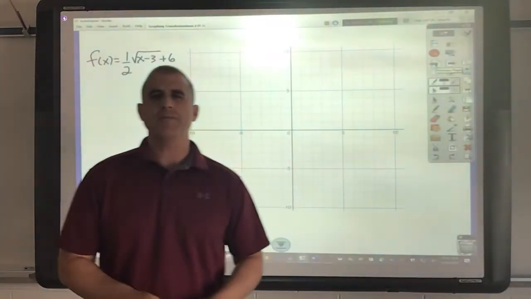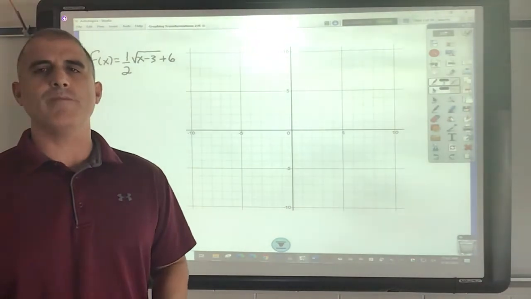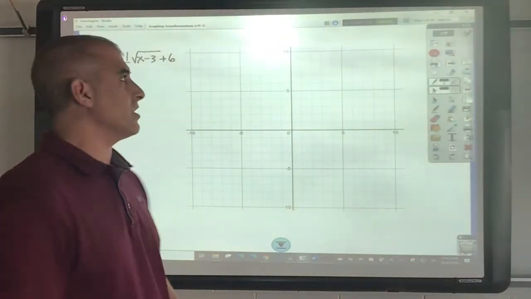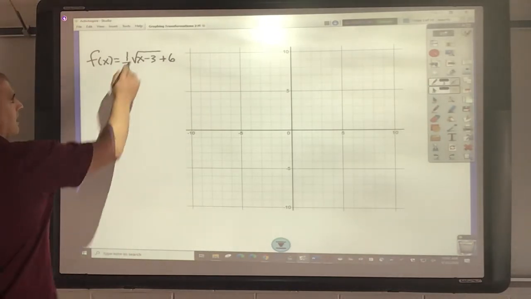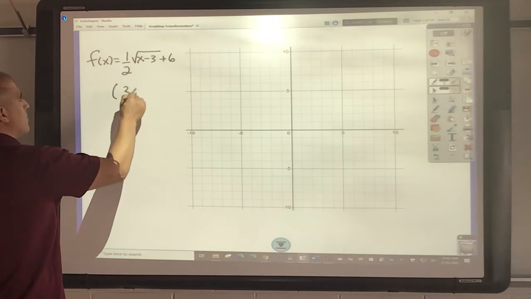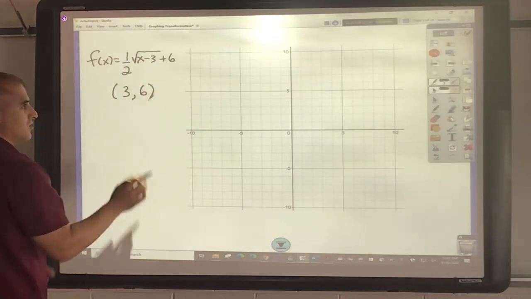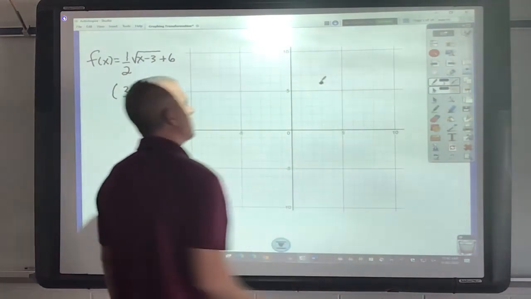Okay, this is going to be a video on graphing transformations and finding domain, range, increasing and decreasing on that. Okay, so here is a square root function. My new anchor point will be (3, 6). So that's the first thing you want to find. So 3 over, 6 up, that would be my anchor point.